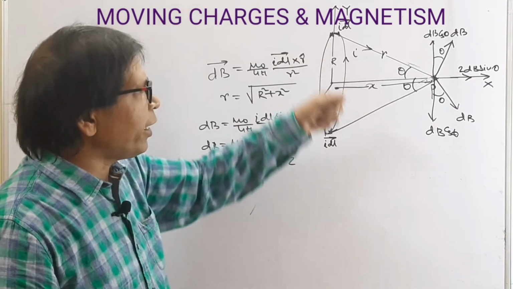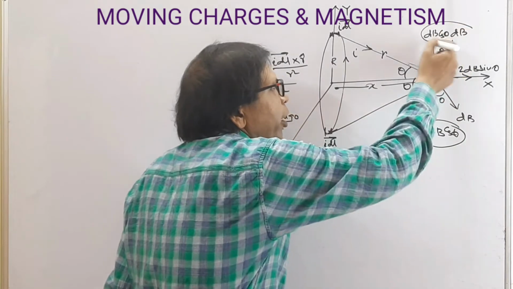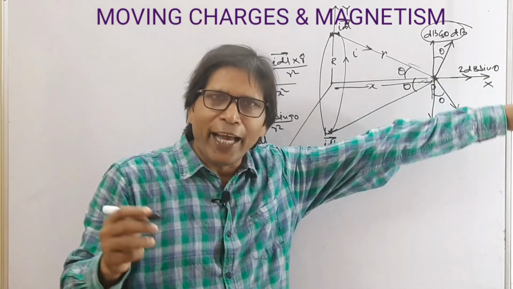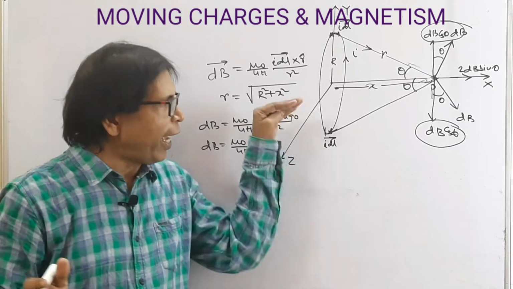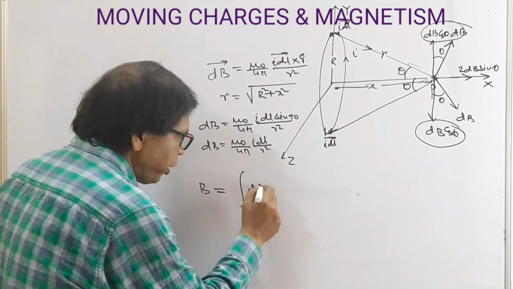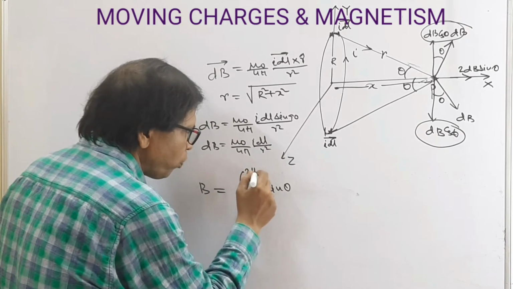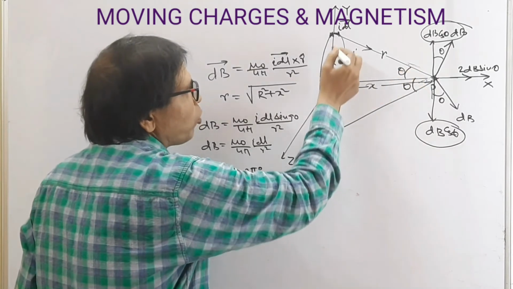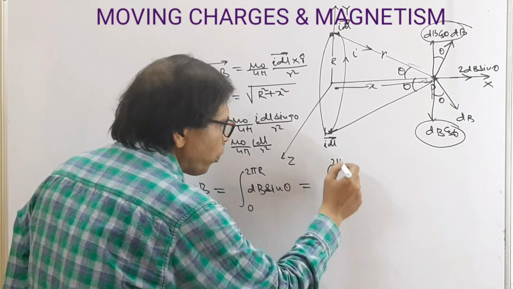So due to this current element, the magnetic field perpendicular to the x-axis becomes 0 and the magnetic field along the x-axis is added. So the net magnetic field along the x-axis is B equal to the integration of dB sin theta from limit 0 to 2 pi capital R. Now here sin theta equals perpendicular by hypotenuse. So this is the 0 to 2 pi r.